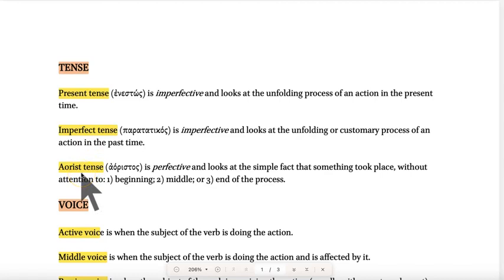The aorist tense, which is also a past tense, the label in Greek is aoristos, is perfective in aspect and looks at the simple fact that something took place without paying attention to the beginning, the middle, or the process, or the end. And so, present tense, the boy is going, or simply the boy goes. Imperfect tense, the boy was going. Aorist tense, the boy went.